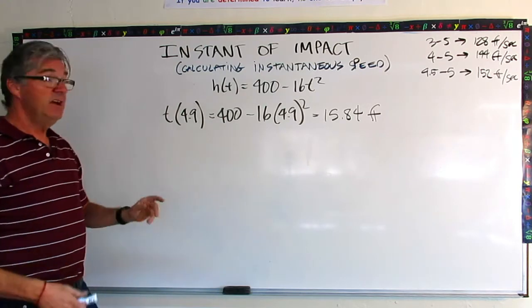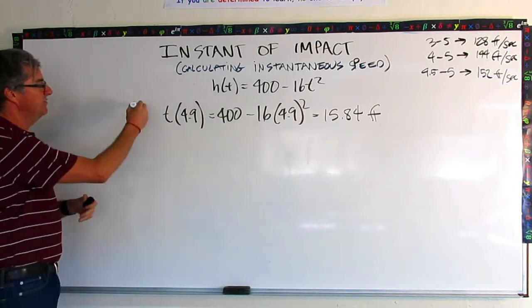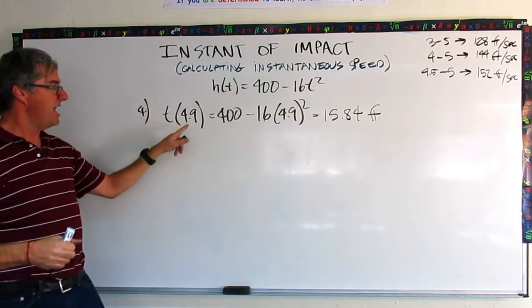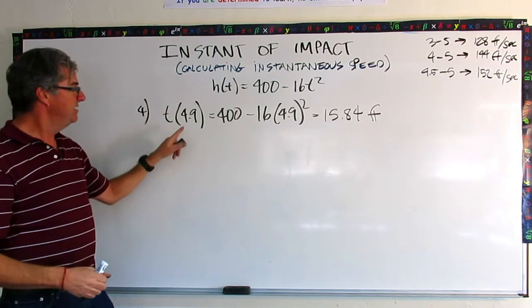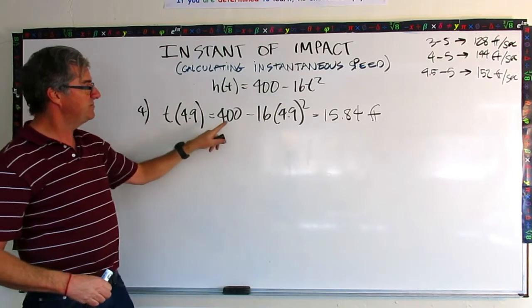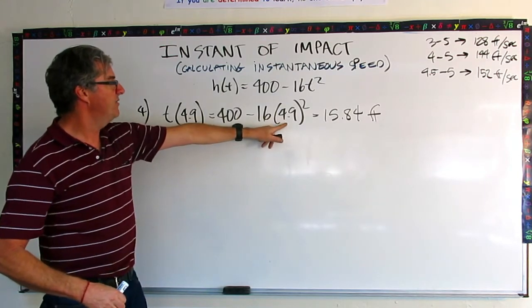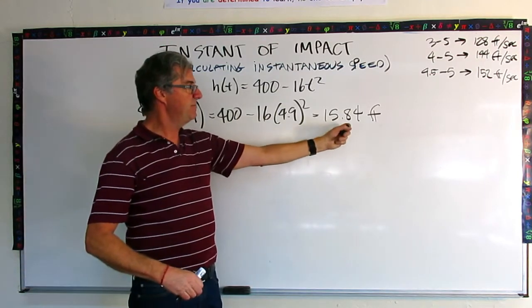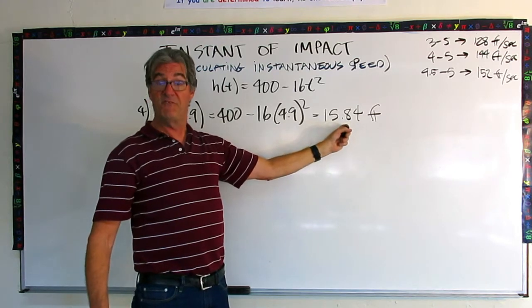So what we're doing, we first need to find the height. This is question 4. We need to find the height at the last 1/10 of a second. So that's after 4.9 seconds have passed. And so we just plug our 4.9 in for t, do the math. This ends up being 15.84 feet.